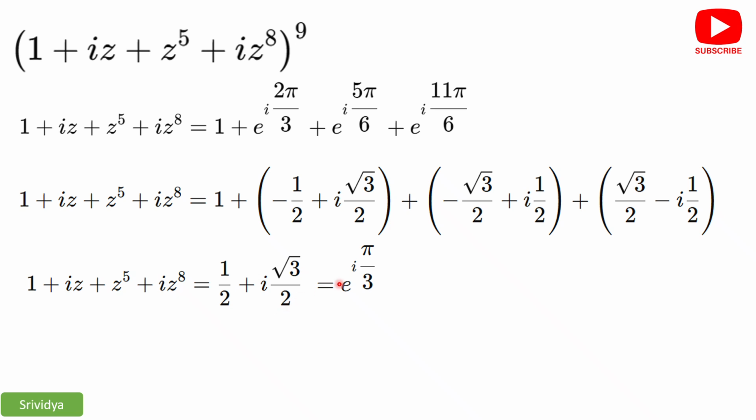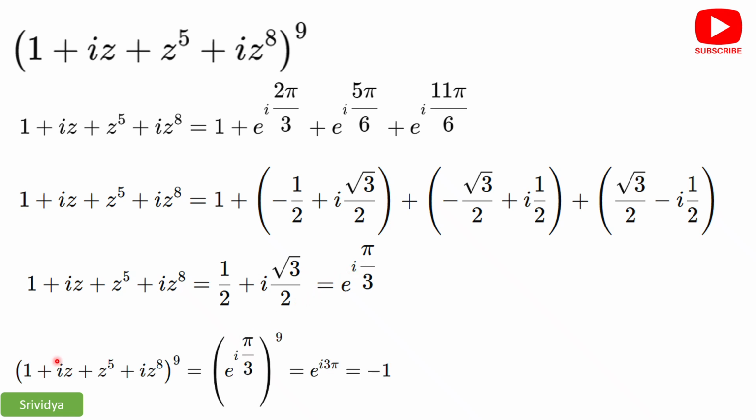When you express this in exponential form, this is nothing but e to the power of i into pi by 3, because you can see that the polar form of this is cos pi by 3 plus i sin pi by 3. Cos pi by 3 is 1 by 2 and sin pi by 3 is root 3 by 2. In the exponential form it is e to the power of i into pi by 3. Now let us simplify the required expression, that is 1 plus iz plus z to the power of 5 plus iz to the power of 8, whole to the power of 9. This is nothing but e to the power of i into pi by 3, whole to the power of 9, substituting for the base here.